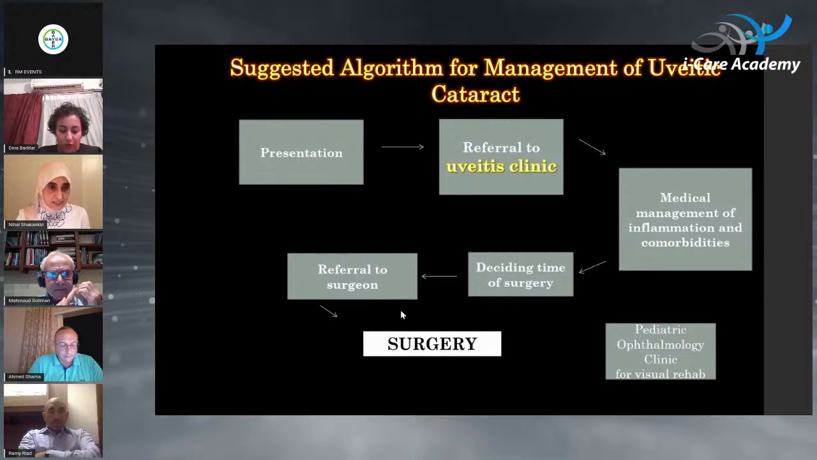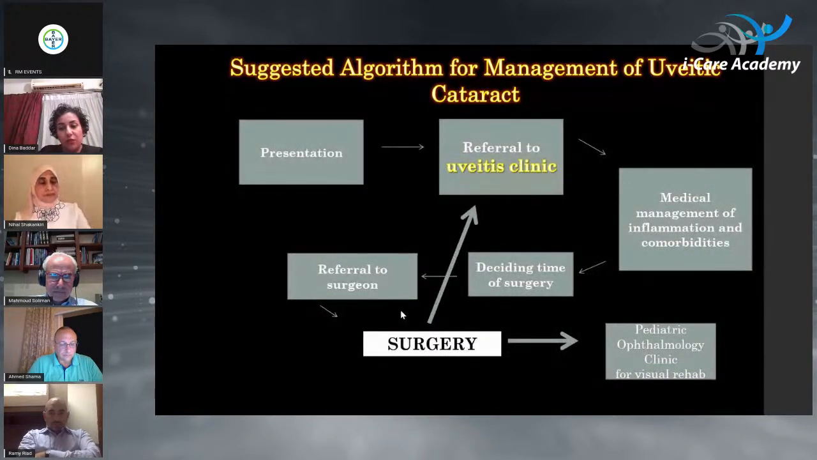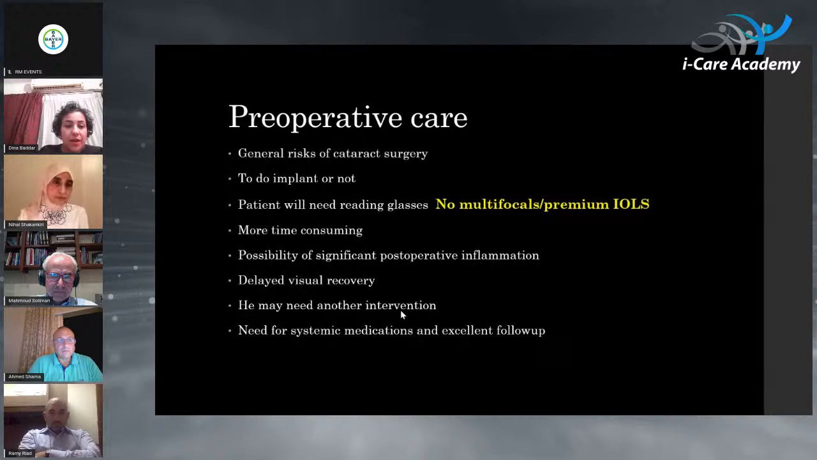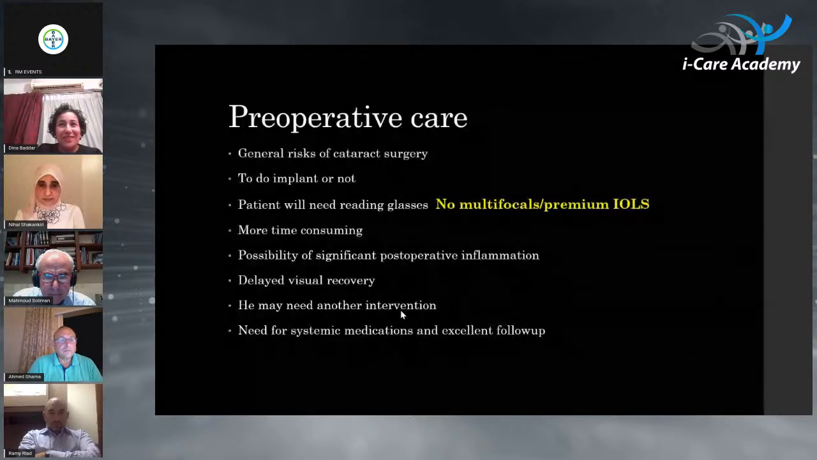Okay. All right. So for the interest of time, this is again the algorithm that we were talking about. And once the surgery is done, we refer back to uveitis clinics for the patient to continue their treatment, and or to the pediatric ophthalmology clinic for visual rehabilitation. For preoperative care, we understand that you have to consent and talk to the patient about the general risks, and besides the risk of uveitis, the visual prognosis, the need for reading glasses, and I think everybody would agree that we don't do premium IOLs on uveitis patients. Do I have general agreement?